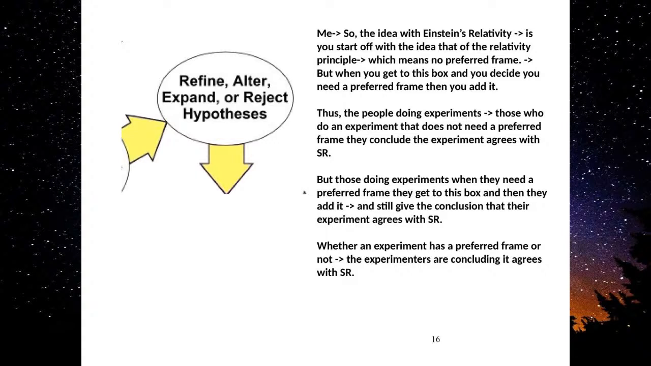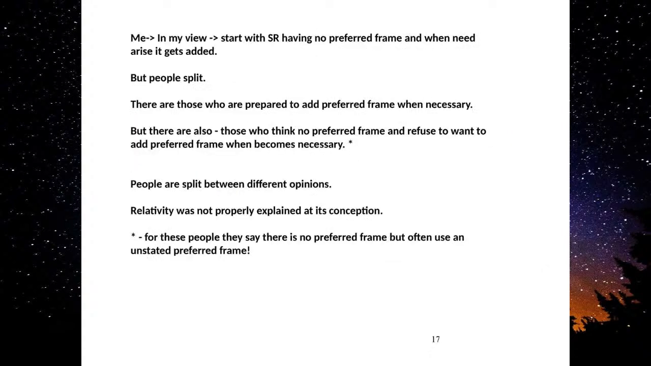People can go around the circle and conclude there's no preferred frame, and they say that's special relativity, and they go around the circle and conclude the opposite. In my view, start with special relativity having no preferred frame, and when need arises, it gets added. But people split. There are those who are prepared to add the preferred frame when necessary, but there are also those who think no preferred frame and refuse to add the preferred frame when it becomes necessary. So people will then end up being split into different opinions.